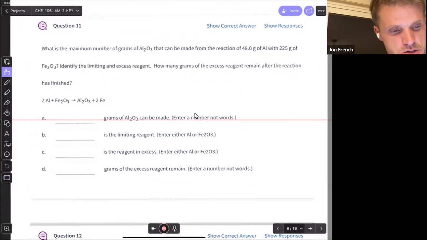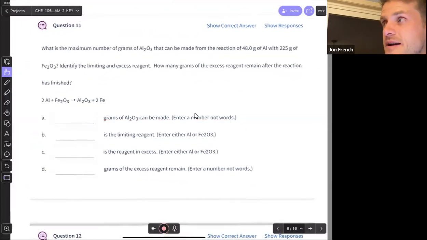Question 11 is actually a tough question because you have to find limiting and excess. So, the maximum number of grams of aluminum oxide that can be made from the reaction of 48 grams of aluminum with 25 grams of iron oxide. Identify the limiting and excess reagent. And how many grams of excess reagent? There's a lot of work for question 11.